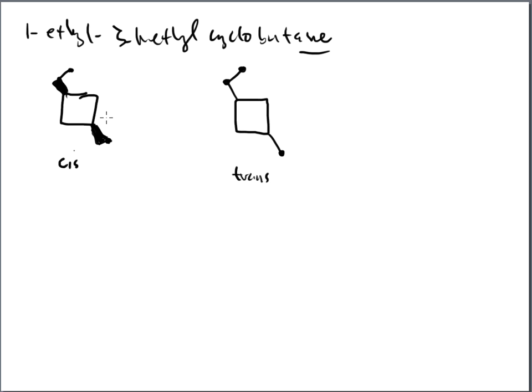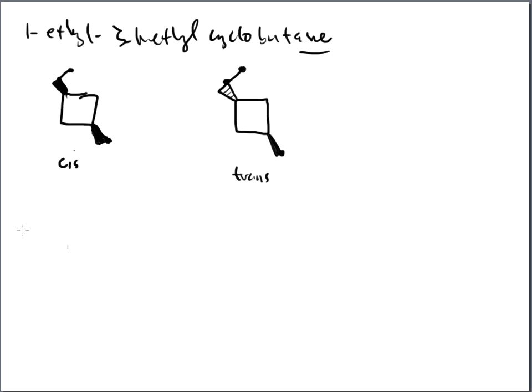Now the trans is as easy. The trans means opposite side. All right, so there's the wedge that goes out to that carbon that has the ethyl group. And here I'm just going to put a dashed wedge. And then on this one, there's the wedge there, and I'll shade it in. And folks, that means they are pointed in opposite directions. And because they're pointed in opposite directions, they are trans. So that is trans 1-ethyl 3-methyl cyclobutane and cis 1-ethyl 3-methyl cyclobutane.